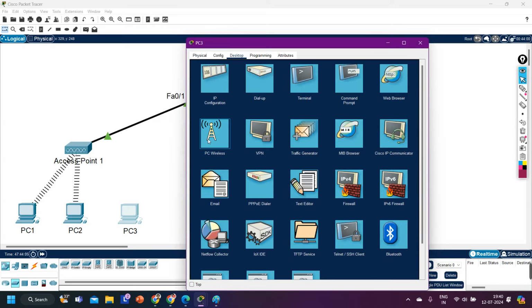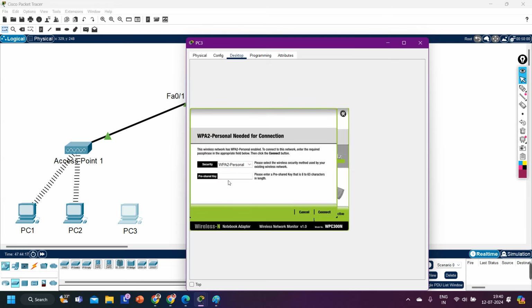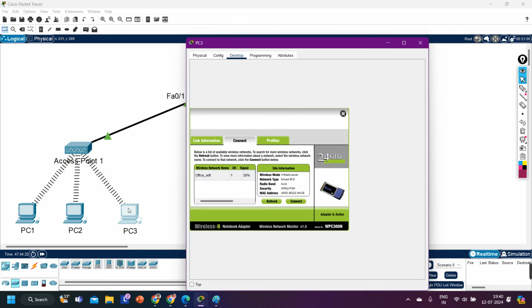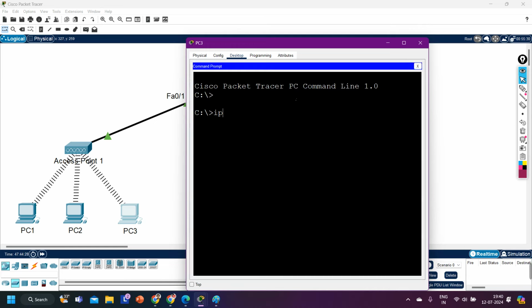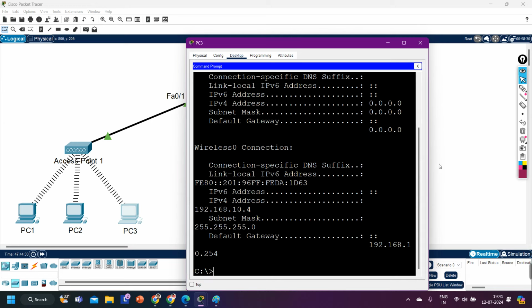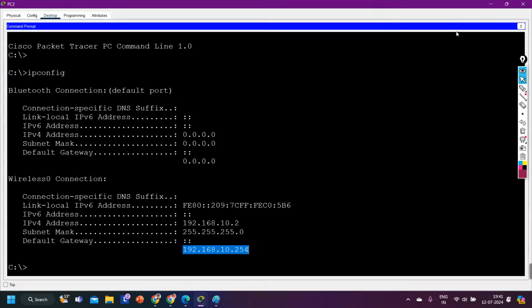In the same way, PC3 can also connect with the AP. Go to the wireless interface and scan for available wireless networks. So you will see this network, click on it and connect. It will ask you for a password, so provide the password 123456789 and click on connect. Now this machine is also connected with the AP, and it will also get an IP address from the DHCP server. ipconfig. So this machine has the IP address 192.168.10.4: 10.1 to PC1, 10.2 to PC2, and 10.4 to PC number 3.